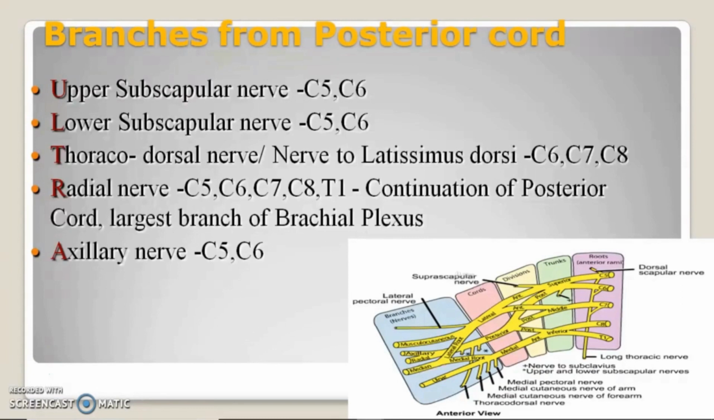So we have the mnemonic ULTRA for this. For the lateral cord we have LML, for the medial cord we have 4 M's and 1 U, and that's all about the branches of the posterior cord also. I think it is clear for you. Keep on reading all these branch names, then it will be much easier for you to remember.